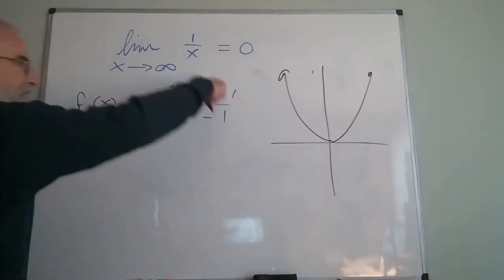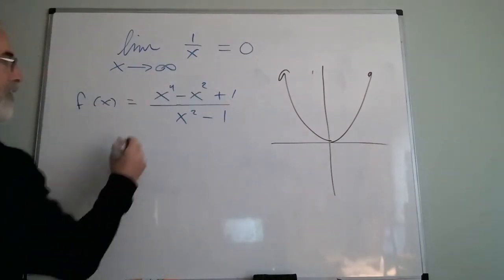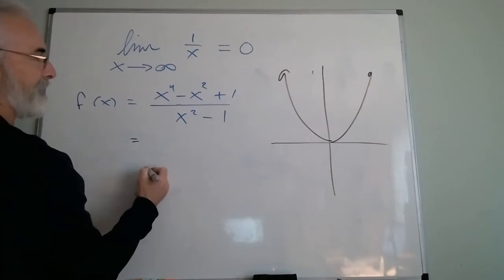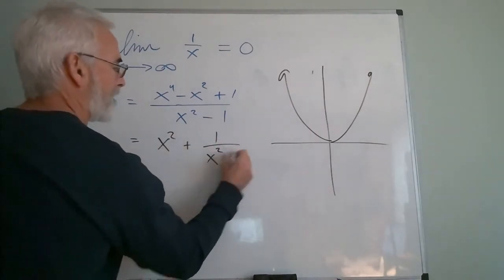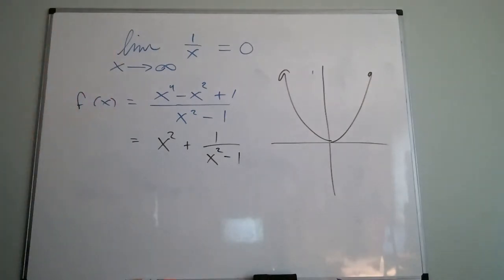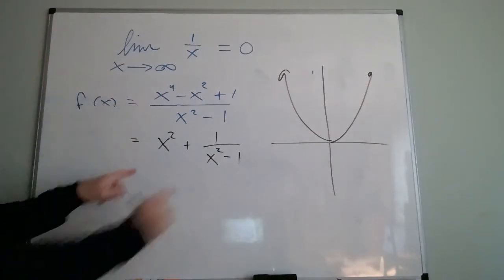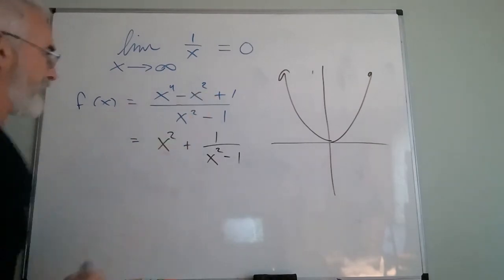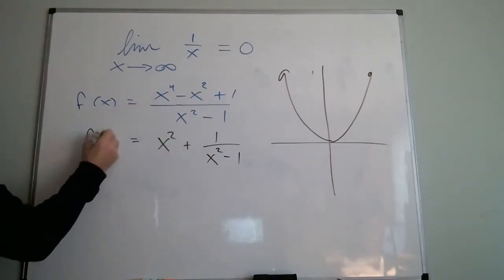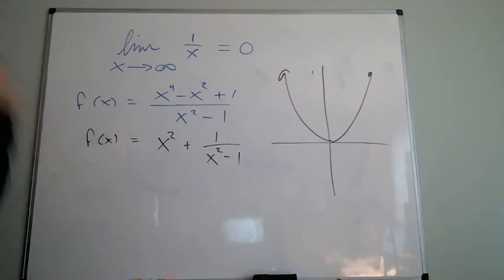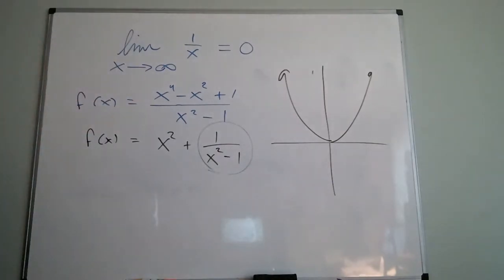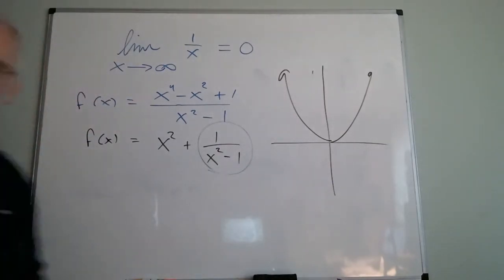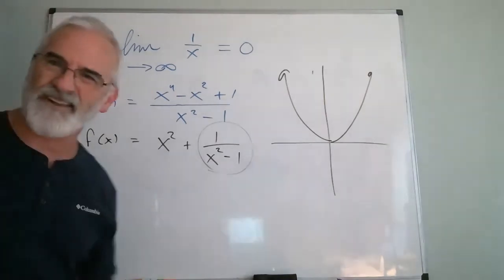Well, let's go back to here for a moment. If I do the long division on this, it turns out this is equal to X squared plus 1 over X squared minus 1. If you put this over a common denominator, you'll see. So this is my graph. As X gets bigger and bigger, you see this part here? As X is getting bigger and bigger, that's getting smaller, isn't it? Because the X is in the denominator.